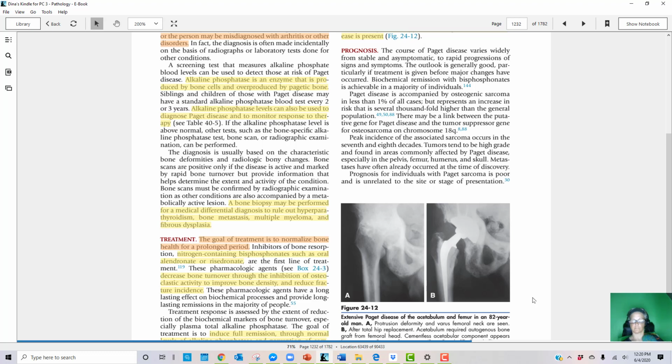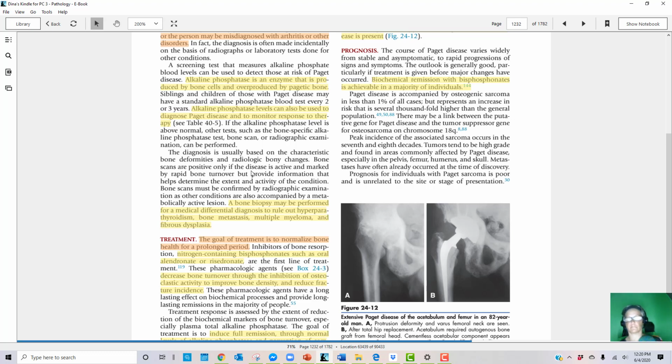asymptomatic to rapid progression of signs and symptoms. The outlook is generally good, particularly if treatment is given before major changes have occurred. Biochemical remission with bisphosphonates is achievable in a majority of individuals. Paget disease is accompanied by osteogenic sarcoma in less than 1% of all cases, but represents an increase in risk that is several thousand-fold higher than the general population.